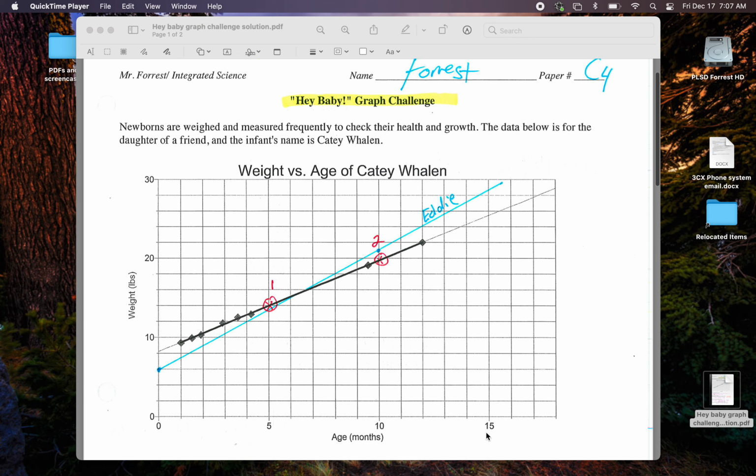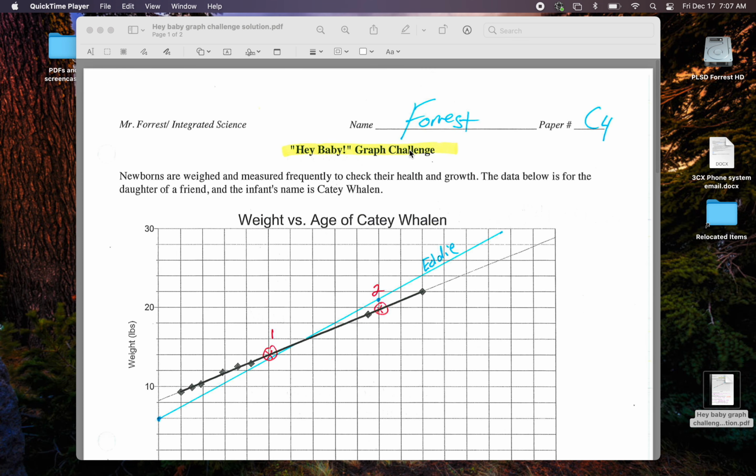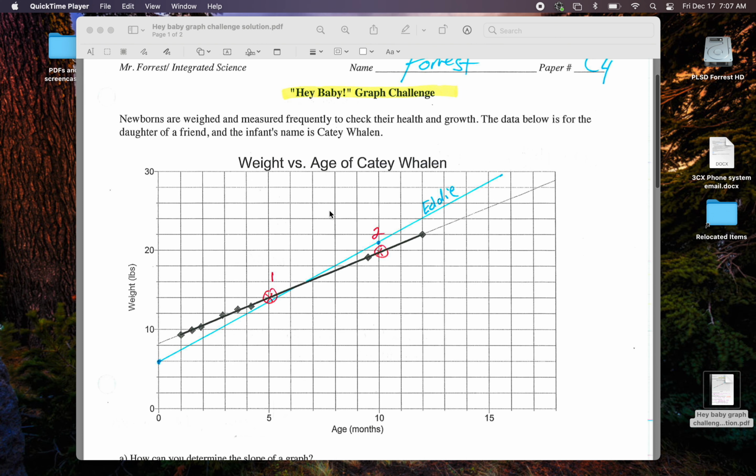All right, so I want to get started with this. This is the graph challenge I gave out on Thursday, December 16th. There's data here for Katie Whalen, who is the daughter of a friend of mine who gave birth in April of 2020. And so these data points were after she was born. She went to the doctor, so the doctor checks on the baby's health to make sure that she's growing correctly. The baby's name is Katie, and so they get weight and height data.